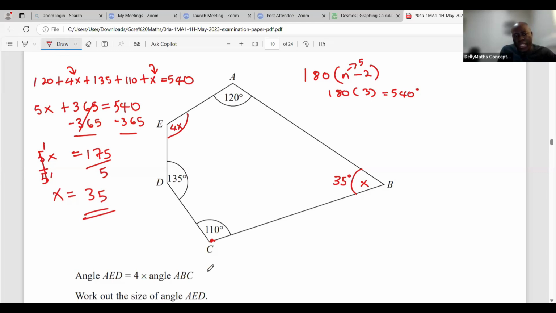But remember, we intend to find the angle at E. So then the angle AED will be, as they said, 4 times the angle at B. So it's going to be 35 times 4, 140 degrees. This angle is 140 degrees.